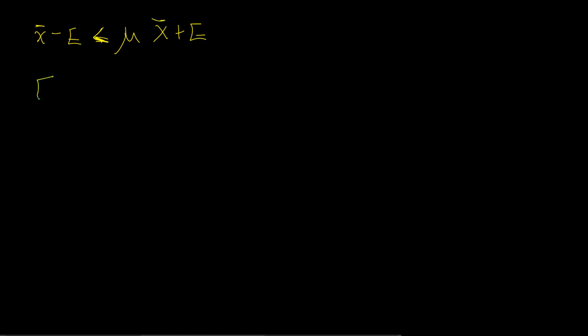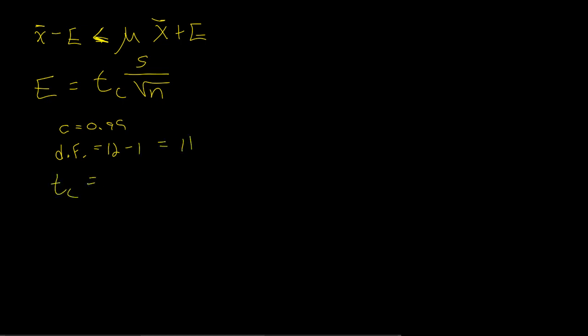To find our error, we're going to want our critical value times the standard deviation divided by the square root of n. And to find that tc critical value, we need to look up our t distribution value. We have 12 samples, which is 11 degrees of freedom, and our level of confidence is 99%. Looking that up in the table, we get 3.106. So on our t-table with a confidence level of 0.99, our degrees of freedom is 12 minus 1, or 11, and our tc is 3.106. This is table 5 in the appendix.